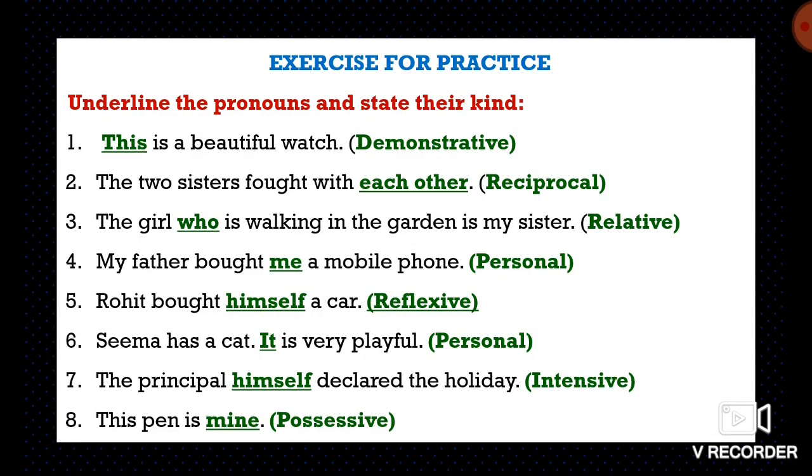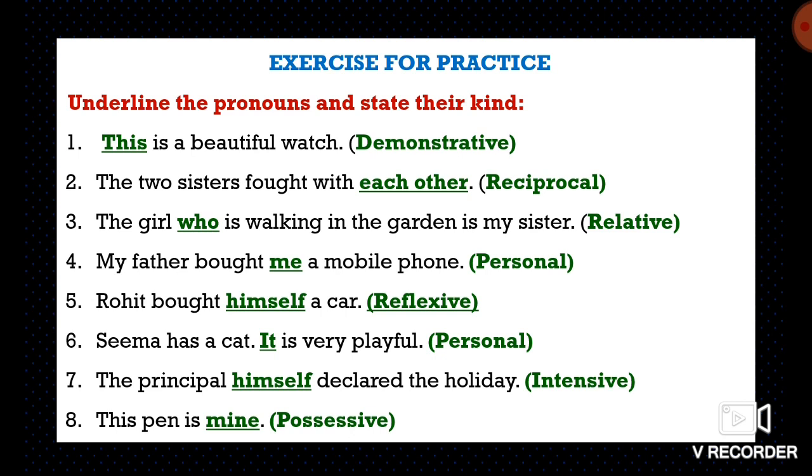Our first sentence is, this is a beautiful watch. In this sentence, this word is a pronoun and it is a demonstrative pronoun. Second, the two sisters fought with each other. Here, each other is a pronoun and it is a reciprocal pronoun. Third, the girl who is walking in the garden is my sister. Here, who is a pronoun and it is a relative pronoun.